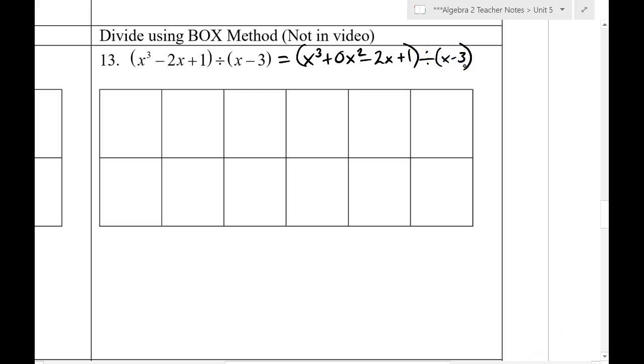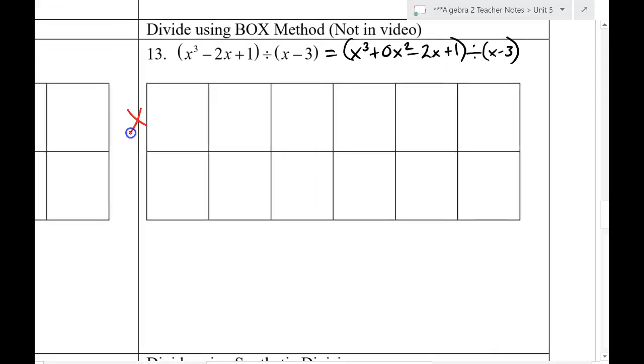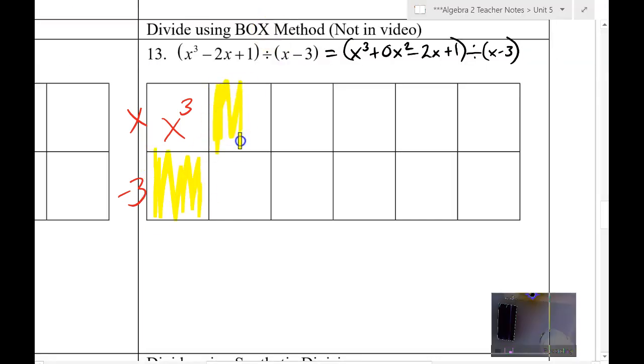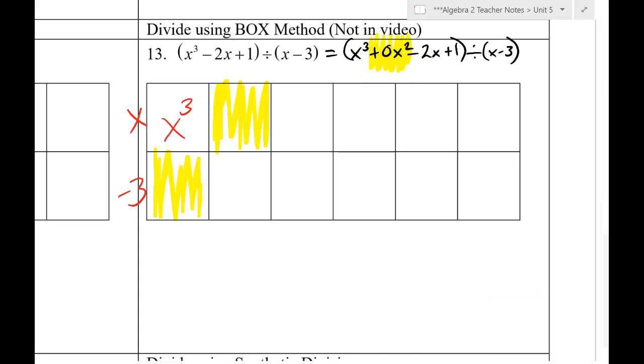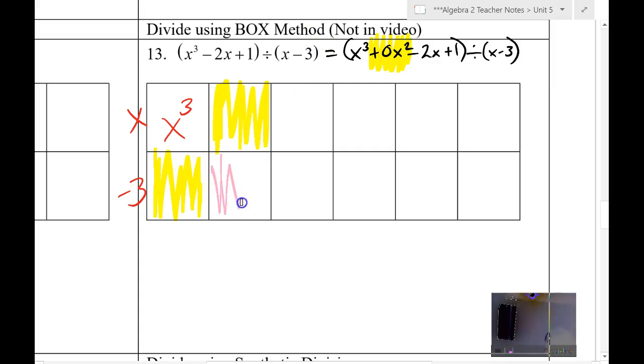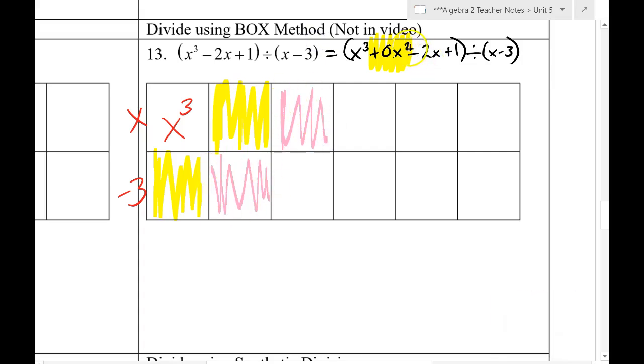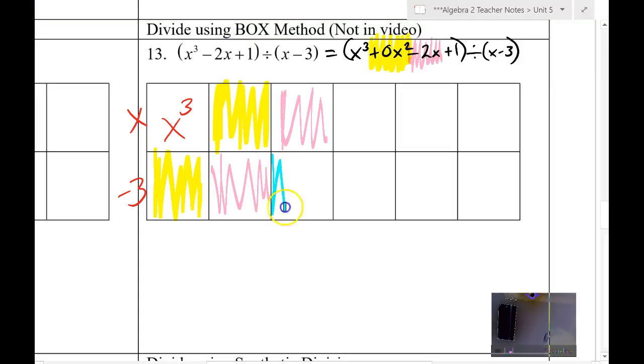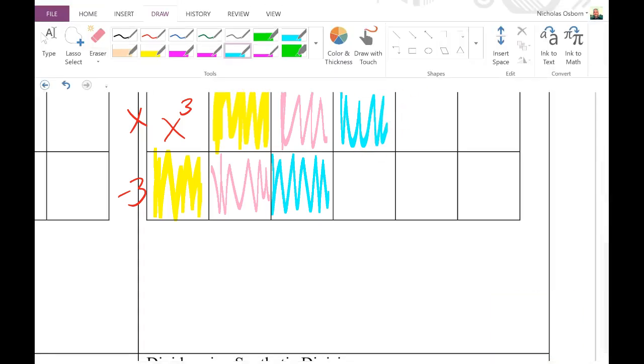All right, now we're ready to fill in all the rest of our box here. So we put our divisor on the left, x and negative 3. And then in the first box, we're going to put the first term. Then I'll do my highlighting. Yellow here, and then the second term, which happens to be 0x squared. New color, we go to my pink. Pink there, pink here, and then the third term, or the next term. And I have one more term, so I'll do blue. And that last one term, which is 1.